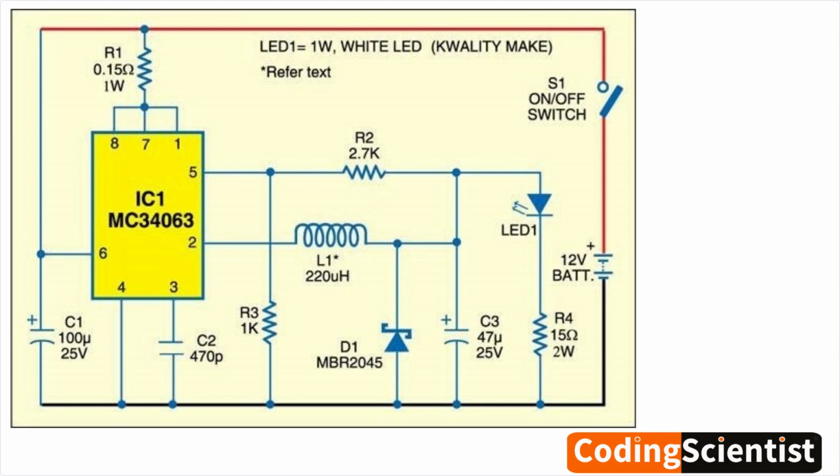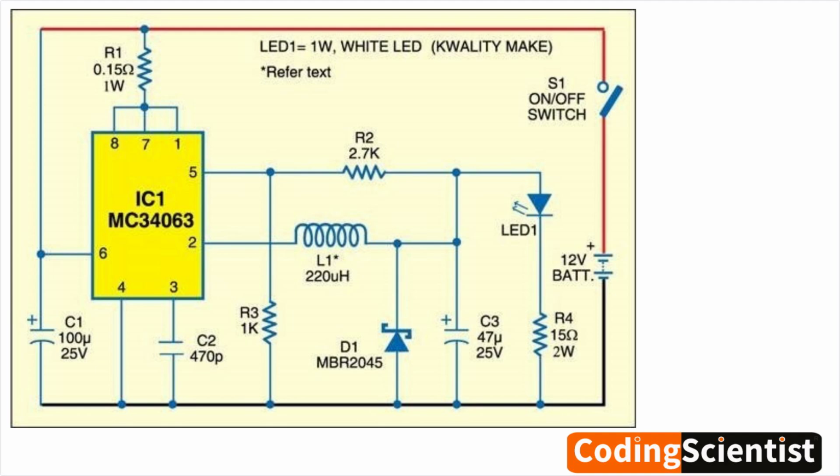L1, 220 microhenries. This inductor stores energy during the switching cycle and releases it to boost the voltage. C1, 100 microfarads, C2, 470 pF, C3, 47 microfarads. These capacitors are used for filtering and smoothing the voltage. C1 is the input capacitor, C2 is for internal IC operation, and C3 is the output capacitor.